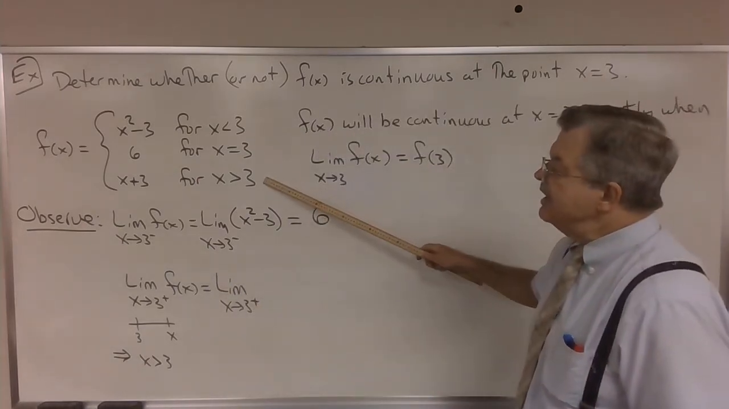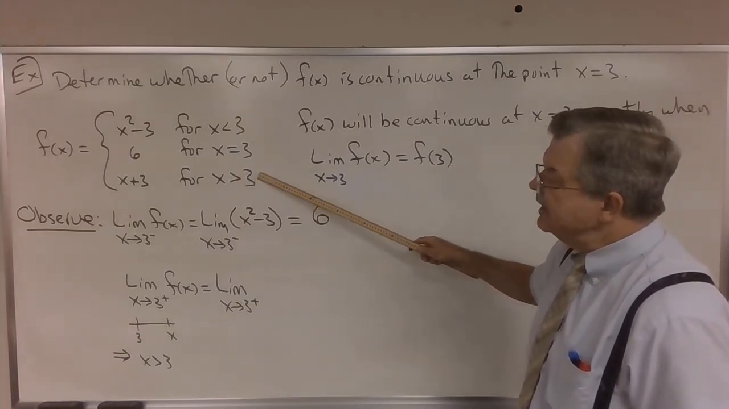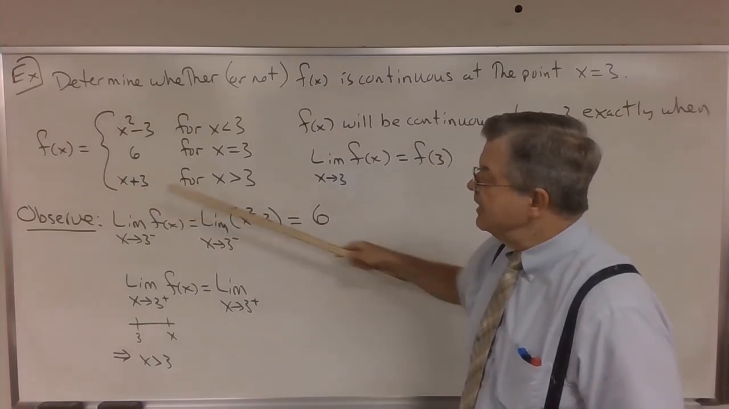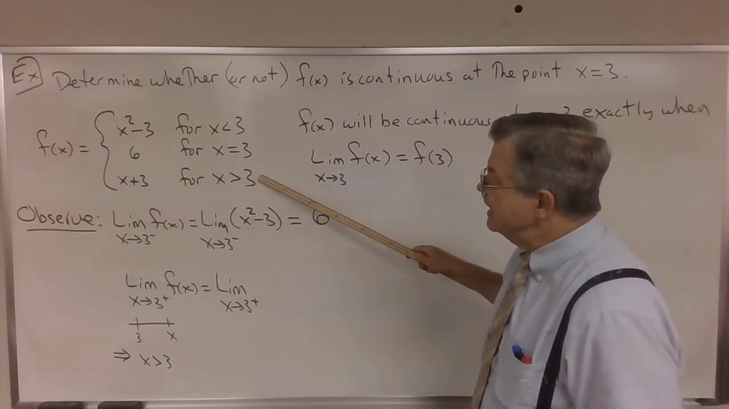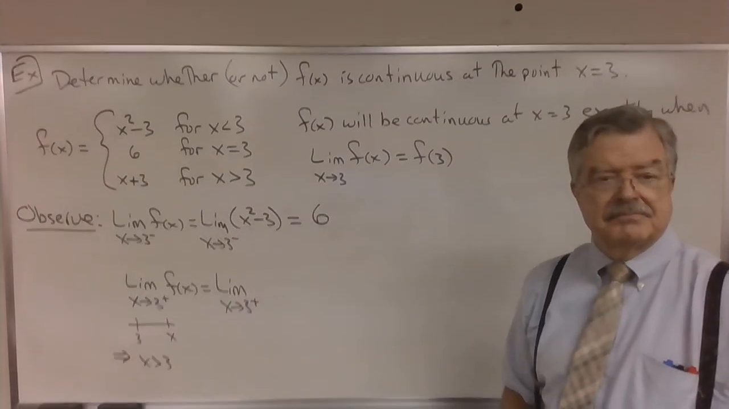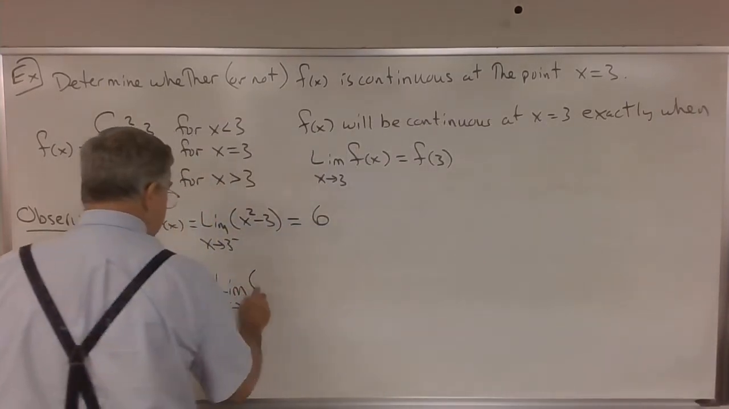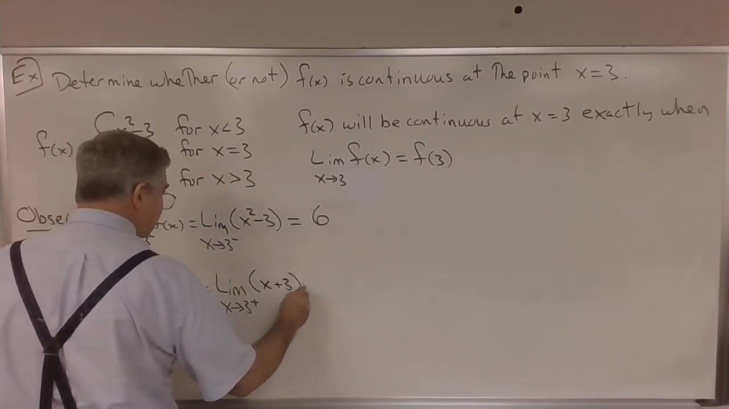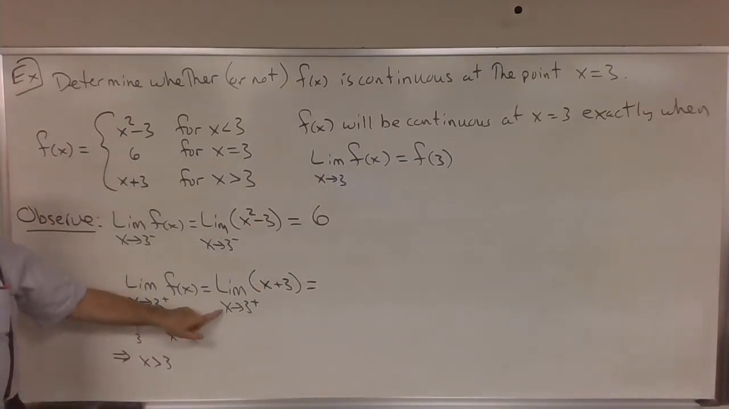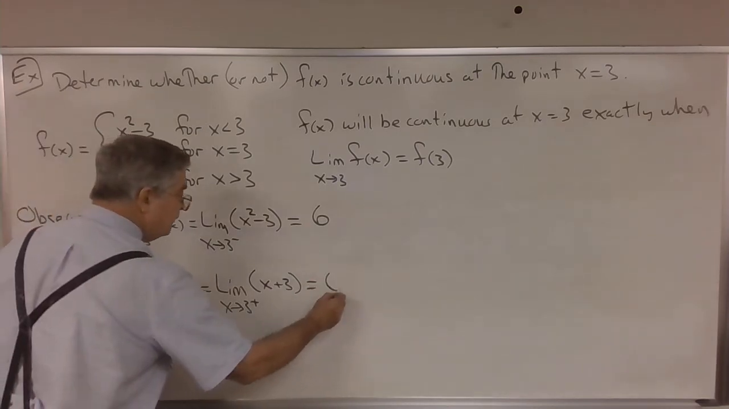And according to our definition of f of x, when x is greater than 3, f of x equals x plus 3. So we're computing the limit of x plus 3. And to evaluate this, we just plug in. And we get 6.